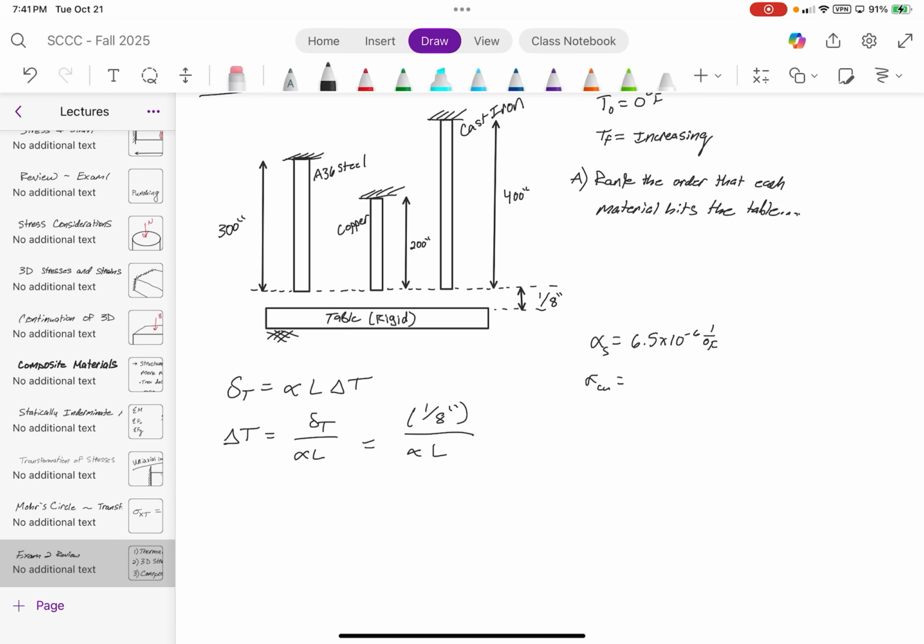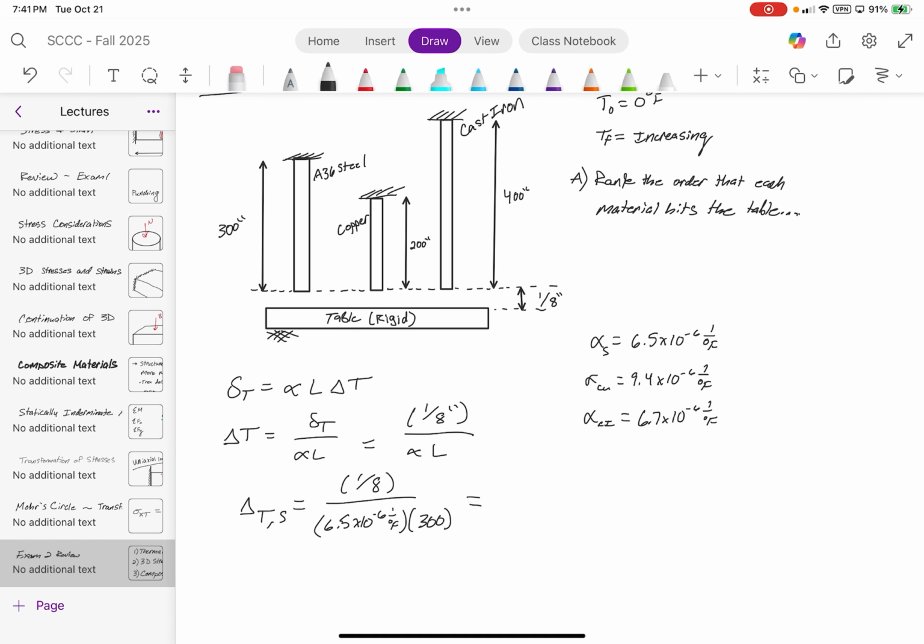Alpha for the copper is 9.4 times 10 to the -6. And alpha for the cast iron is 6.7 times 10 to the -6, 1/degrees Fahrenheit. So once you plug those in, for the steel we'll get 1/8 divided by 6.5 times 10 to the -6, 1/degrees Fahrenheit, times the length of the steel, which is 300.